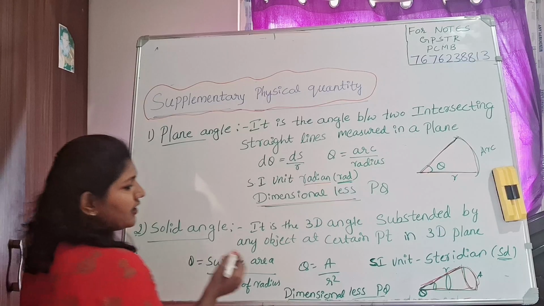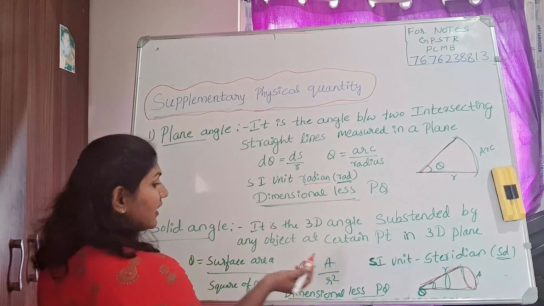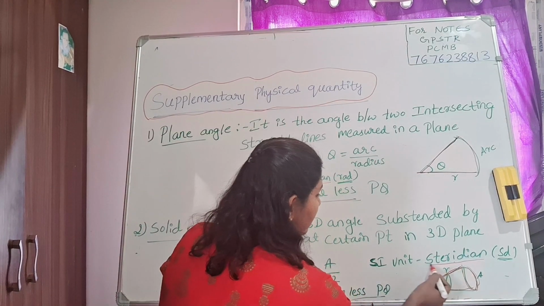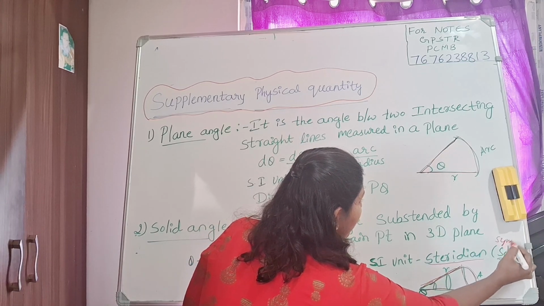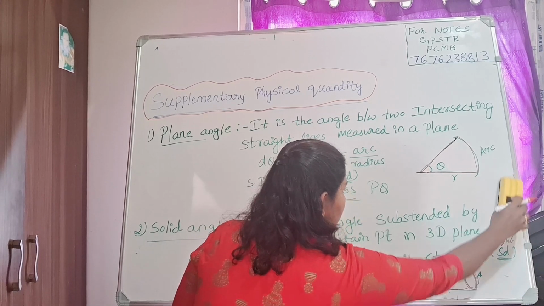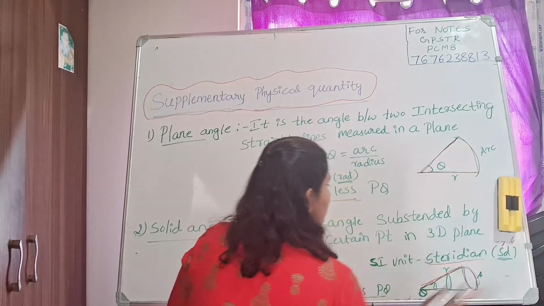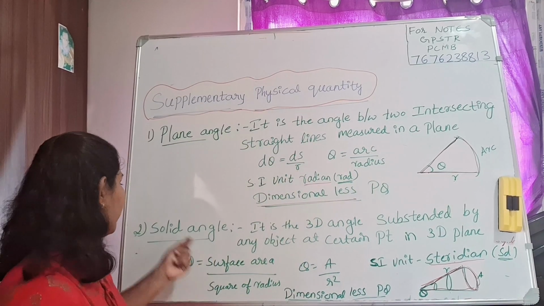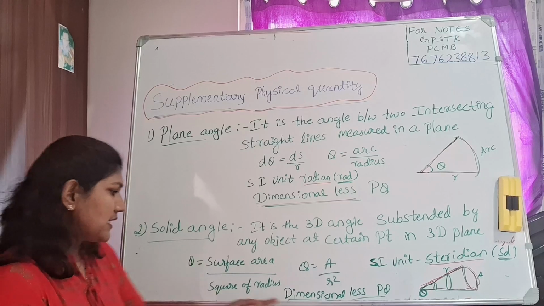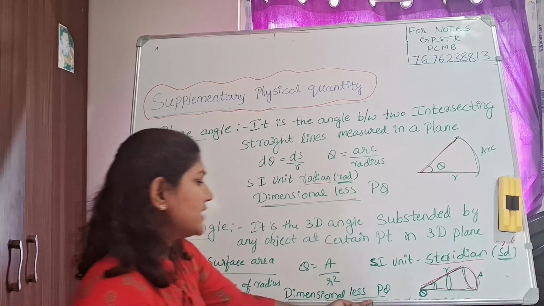The SI unit of solid angle is steradian, and the symbol you can write is sr. So the SI unit for solid angle is steradian. This is also a dimensionless physical quantity.